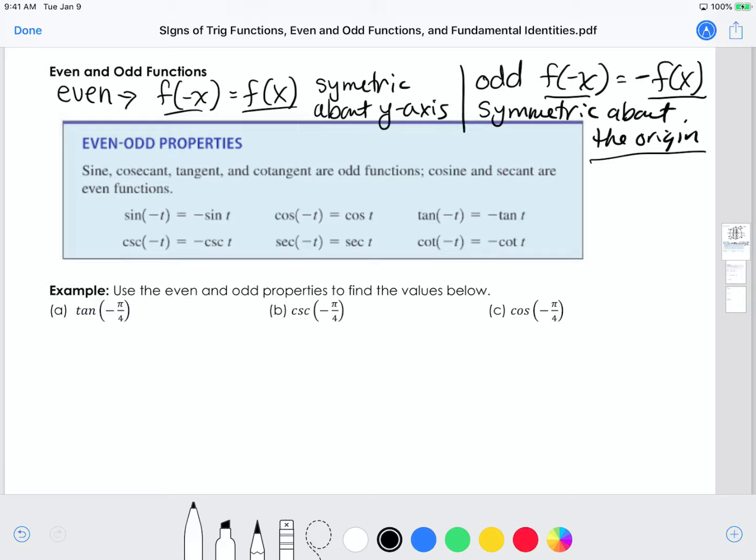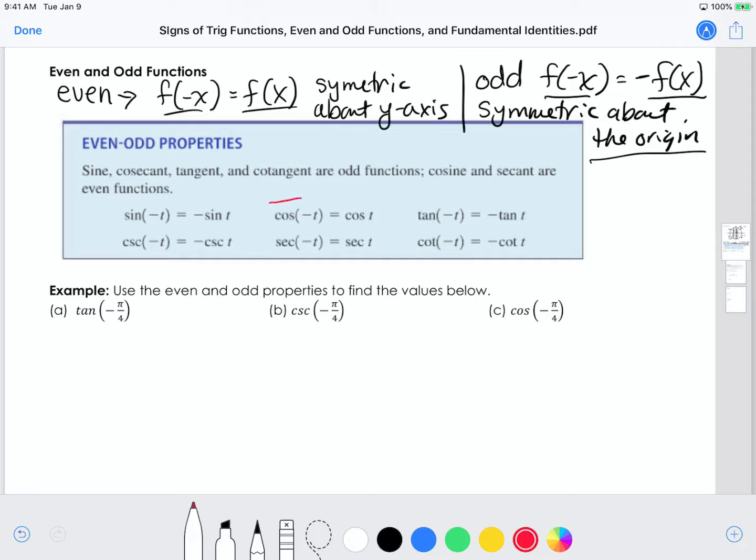Now, we haven't talked about the graphs of trig functions yet, and so you'll be able to verify this when we go over the graphs of trig functions, and you can visually see this. So as of right now, that's an IOU, but for right now, I just want you to know which trig functions are even and which trig functions are odd.